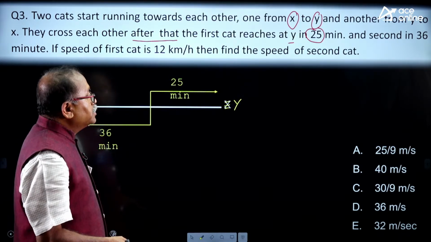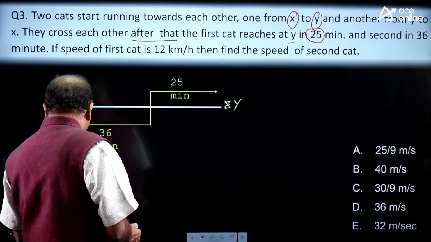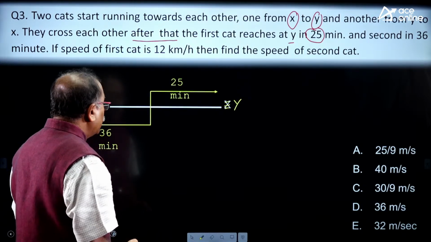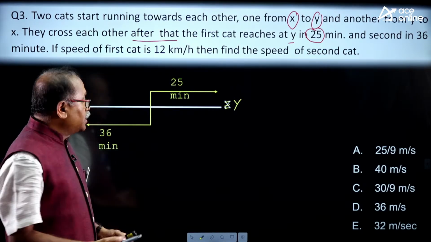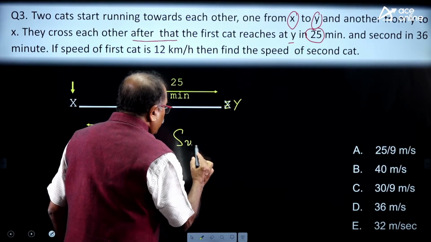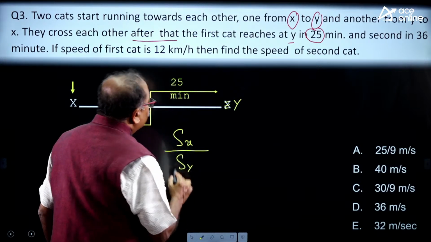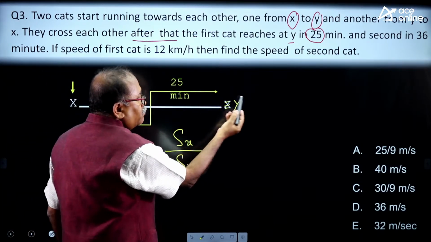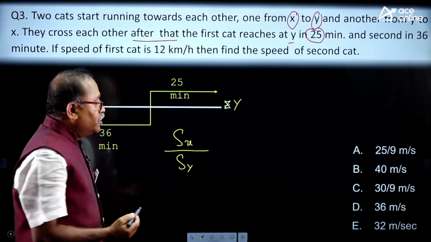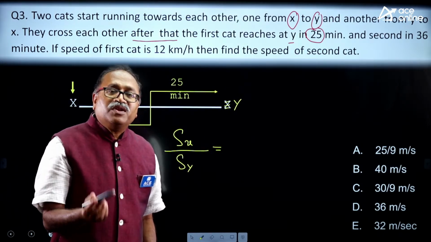Yes, my dear friends, if you know the shortcut method, you will be able to answer this question within no time. I will give a little hint, and after that you apply the shortcut formula. Now, speed of the cat that starts from X by speed of the cat that starts from Y is equal to, the moment I write the formula, you will get the answer.